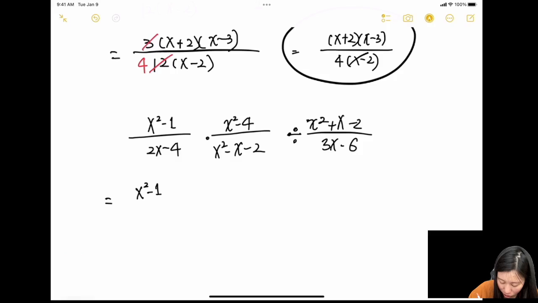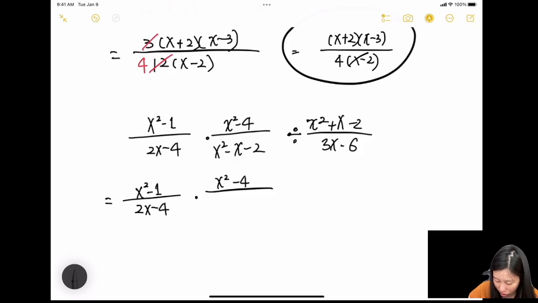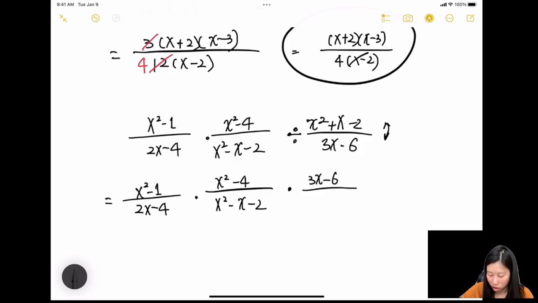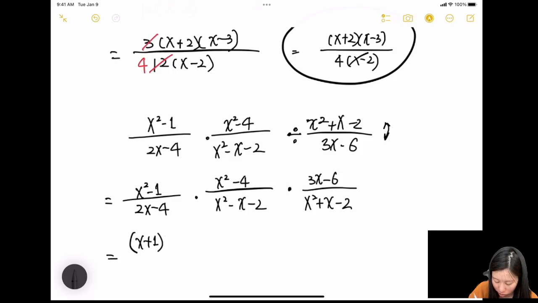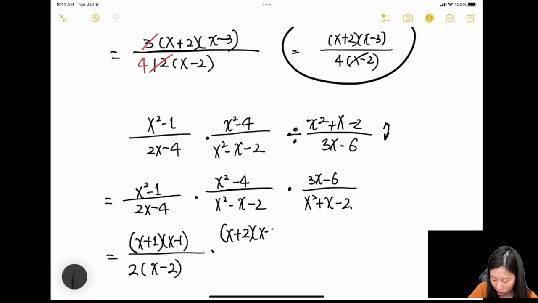So I have x squared minus 1 over 2x minus 4. I just write down everything that I did for the first two. And then for the third term, we flip it and multiply by its reciprocal, which is 3x minus 6 over x squared plus x minus 2. Now we factor each term one by one. X squared minus 1 is x plus 1 times x minus 1, over common factor 2. The second one, we have x plus 2 times x minus 2.